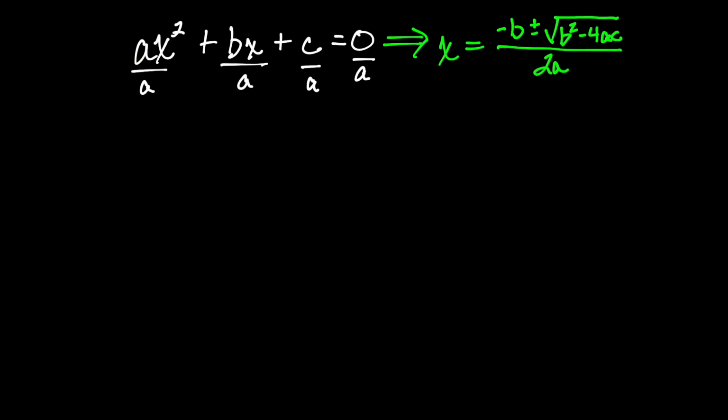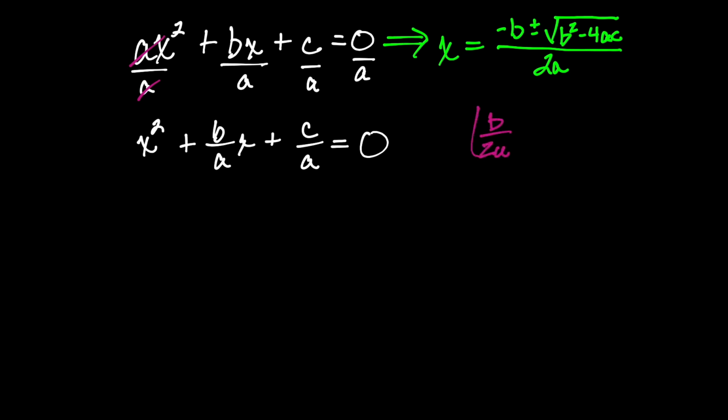So we're going to go ahead and do that. What happens is those a's cancel out, and we're left with x squared plus b/a x plus c/a equals 0. So there we have it, we have the startings of it. So remember what needs to be done is this middle term needs to be cut in half and squared. So that ends up looking like (b/2a) squared is what we want to have. So we're going to do that.